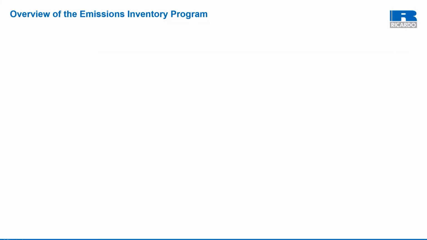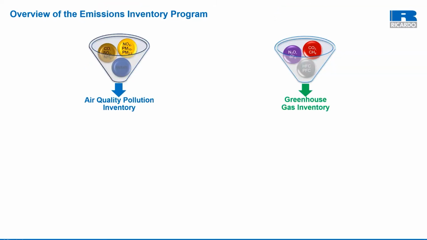But first, let's talk a little bit about the emissions inventory program. It's called the UK National Atmospheric Emissions Inventory, and it captures two types of emissions. On the left side, we see the air quality pollutants. This is of interest to the Department for Environment, Food and Rural Affairs. And on the right side are the greenhouse gases, which the Department for Business, Energy and Industrial Strategy is responsible for.